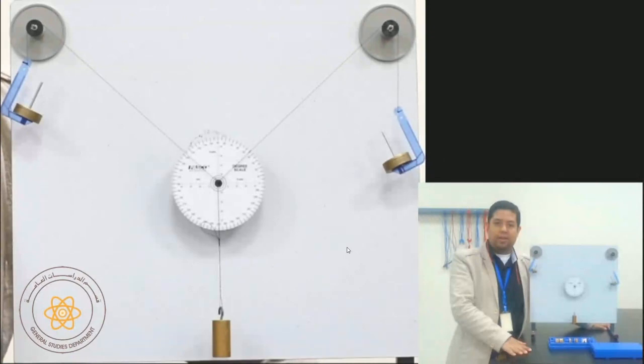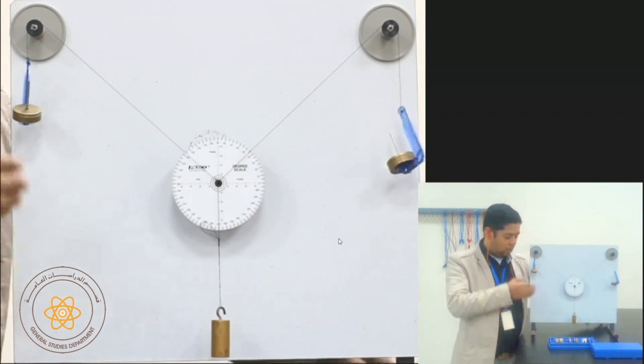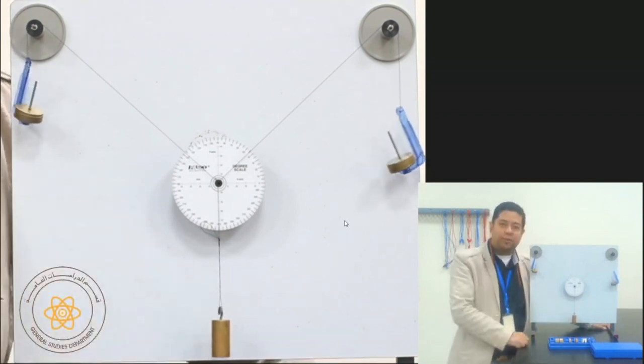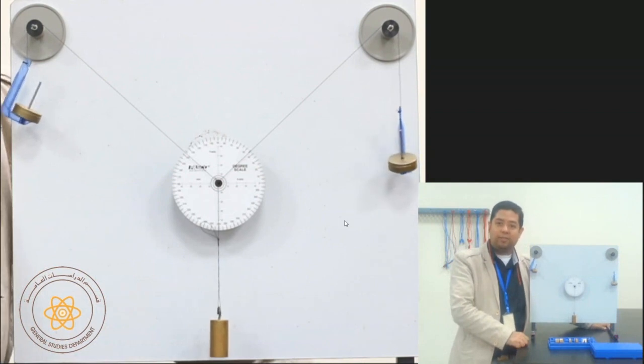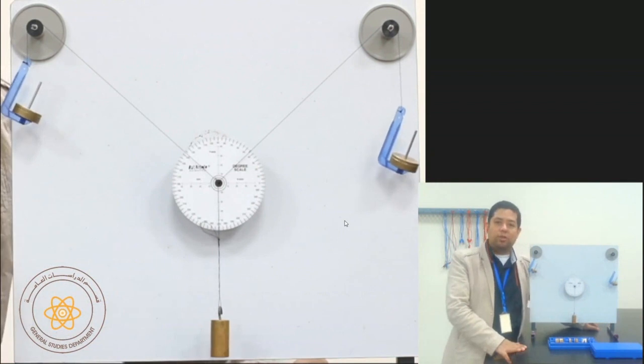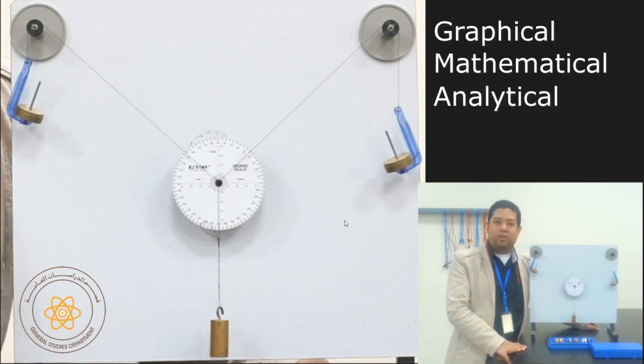In this case, what we will do is take mass 1 plus mass 2 plus mass 3, the unknown mass, equals 0 by using vector addition. The total forces, weight of 1 plus weight of 2 plus the unknown weight, is equal to 0. And that's how we will find the value of the unknown weight. The three methods we are going to use are by graphing, mathematical equation, and using an analytical equation.